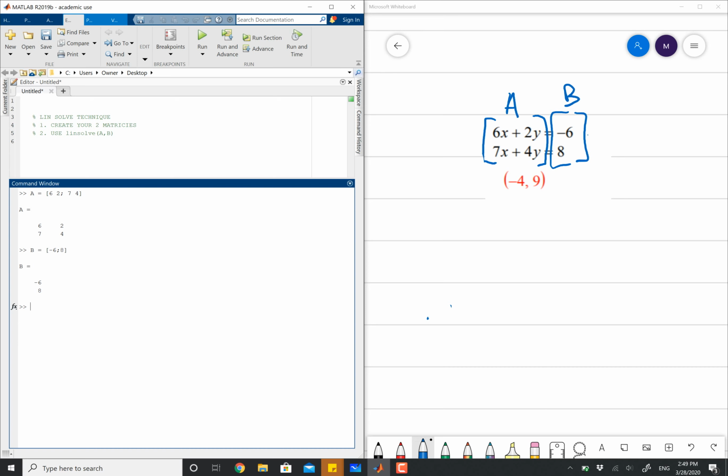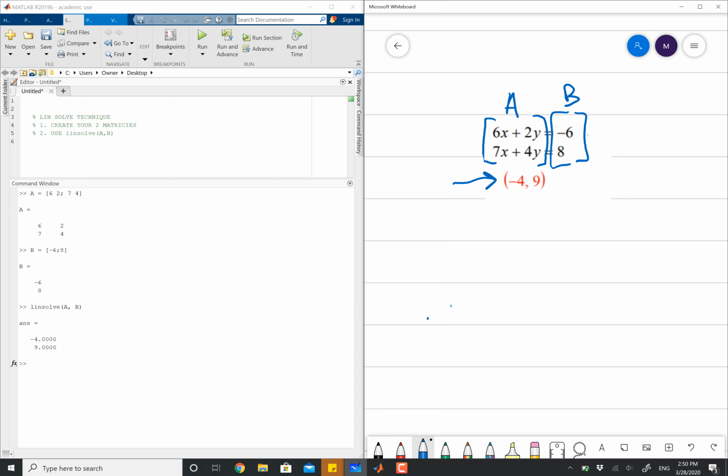Now all you have to do is type in linsolve, which stands for linear solve. As I said, this has a lot of other applications when it comes to math, and I'm going to make a lot of other videos about it because it's really useful, but for this video we're just going to solve a system with it. So linsolve, open parentheses, A, which is your A matrix, comma B. This is going to give you your answer. You got negative 4 and 9, and if you go back, your solution was negative 4 and 9.